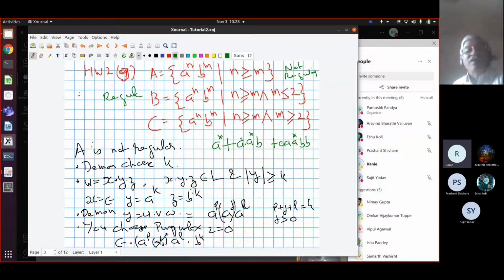Right. And how will we prove it? The same way. Yes, sir. In fact, exactly the same proof will work. Let daemon choose a k and you choose the string a raised to k, b raised to k, right? Provided that the k that daemon chooses is larger than 2. If daemon chooses k equal to 1, you still choose a raised to 2, b raised to 2. Okay?